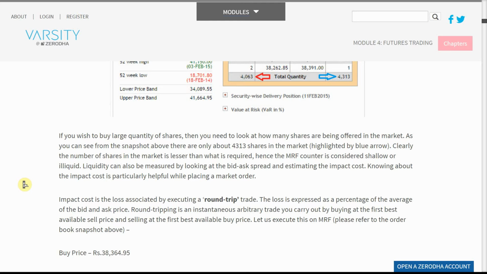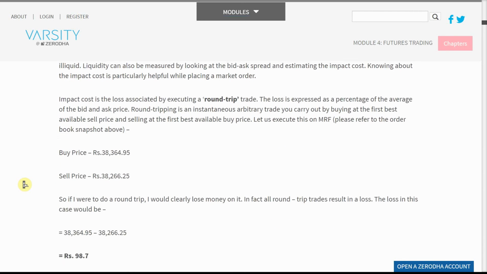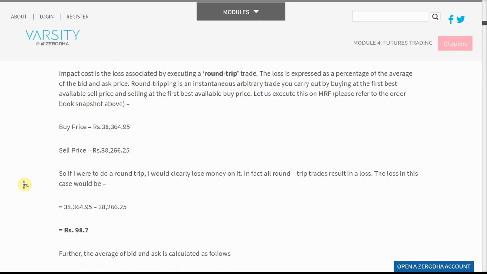Impact cost is the loss associated with executing a round-trip trade. The loss is expressed as a percentage of the average of the bid and ask price. Round-tripping is an instantaneous arbitrary trade you carry out by buying at the first best available sell price and selling at the first best available buy price. Let us execute this on MRF. Please refer to the order book snapshot above.